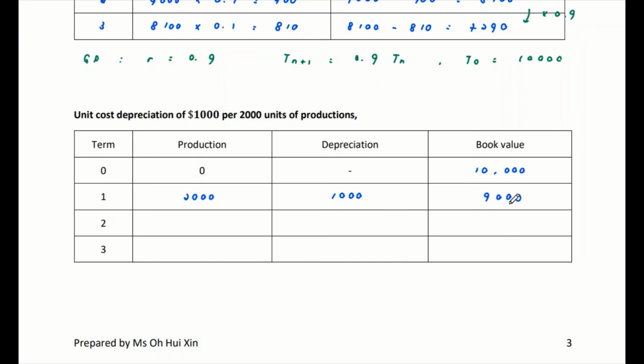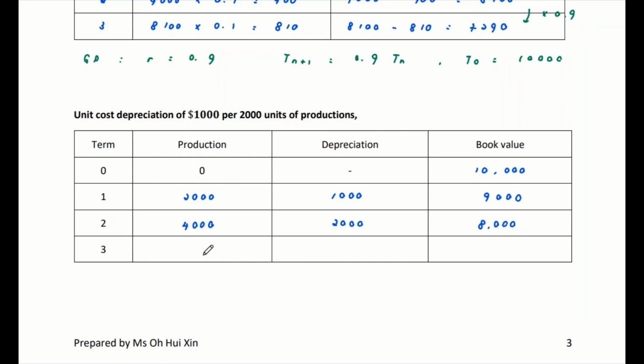Again, if you only stop here, you'll realize that the value is the same, because our T1 is 9,000 as well. Then you move on, and for T2, it will be after you produce another 2,000 units. So when your production has reached 4,000, the depreciation here is going to be 2,000. That's why the book value here will become 10,000 minus 2,000, which is 8,000.